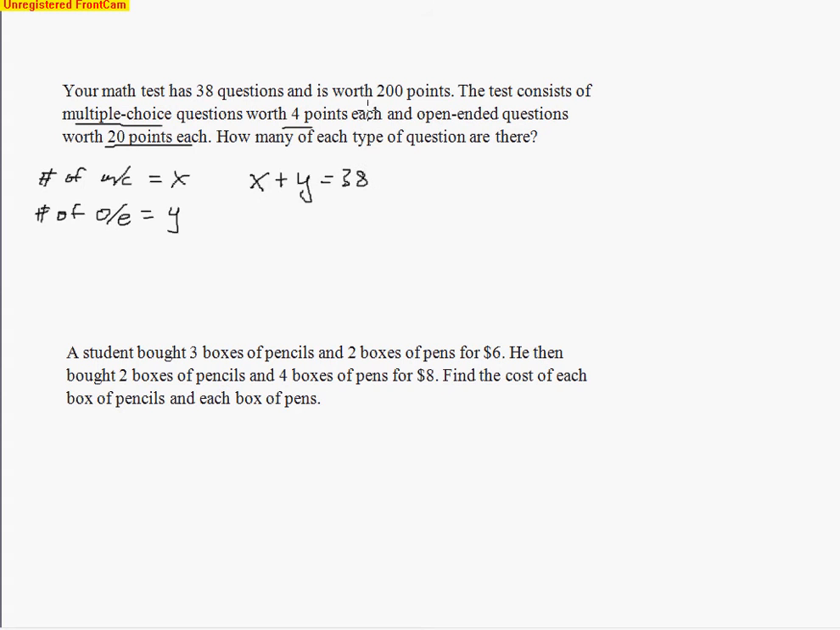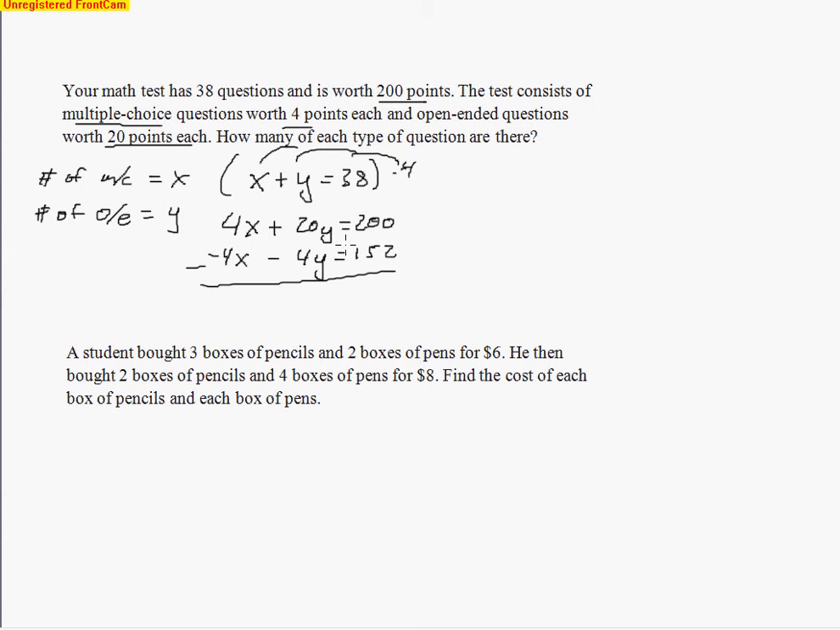Now their values, that's the 200 points part. So multiple choice is 4 points times the number of multiple choice questions, plus 20 points times the number of open-ended questions, and that value is 200. So let's go ahead and multiply the top equation by -4, and it'll make the numbers a little bigger here: -4x minus 4y equals, that makes 32. Carry a 3, it makes 15. So 12 and 3 make 15. And so that's negative there, and I do some subtraction. So I got 16y equals 48.